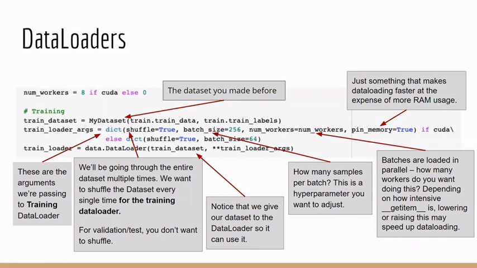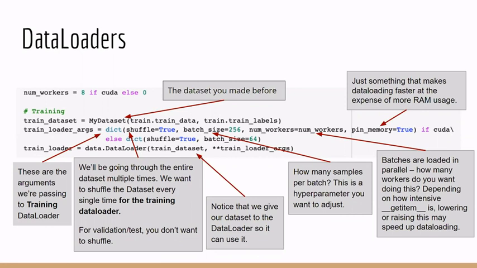And after we define the Dataset class, we can use DataLoader to group the input-output pairs into batches. In this example, if CUDA and GPU are available in your environment, the cuda variable will be True, and we can set num_workers to 8. MyDataset is the Dataset class we defined before, and train_loader_args is a dictionary of arguments for the DataLoader. Let's briefly go through these arguments.